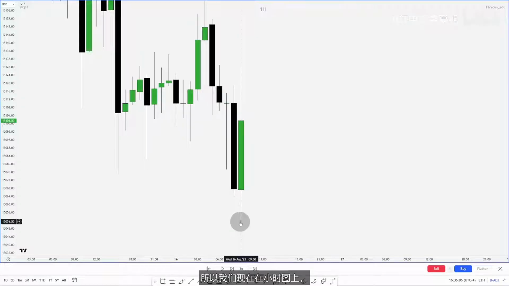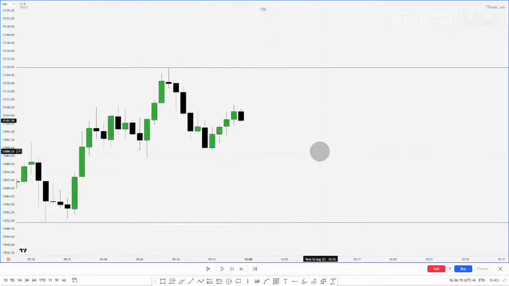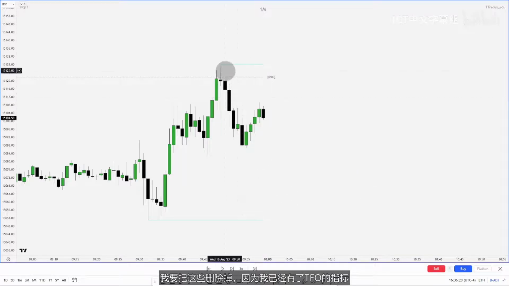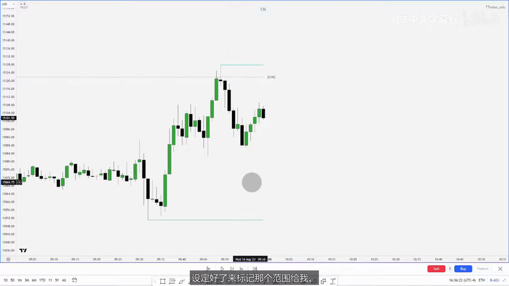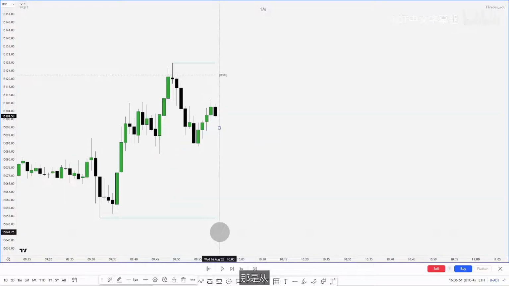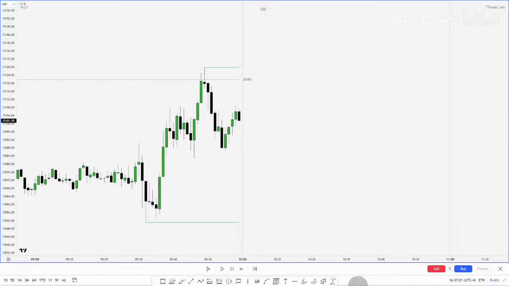So here we are on the hourly chart, and the first thing I do is mark off the high and the low of the 9 a.m. hourly candle. So here I have marked that off. Now I drop down to the 1 minute time frame. For simplicity's sake, I'm going to remove these because I already have TFO's indicator set up to mark out that range for me. The next thing I'm going to do is mark out the silver bullet window, and that is from 10 a.m. to 11 a.m. All I do is sit back and wait for a stop raid to occur below this low or above this high.